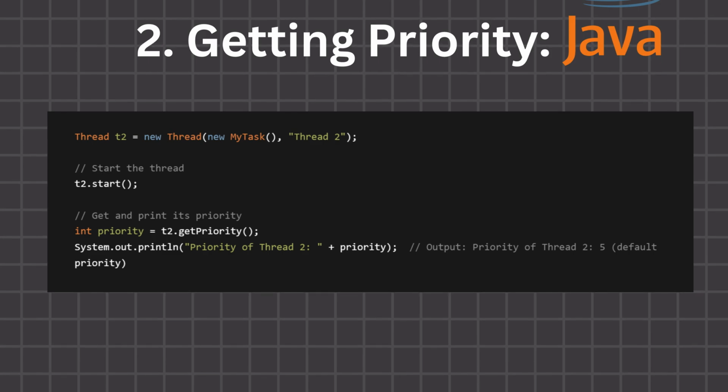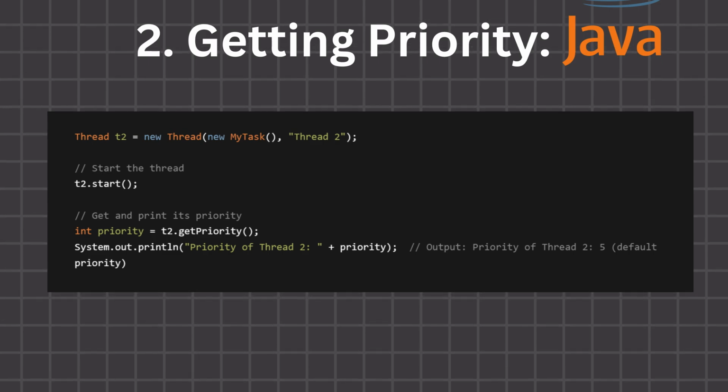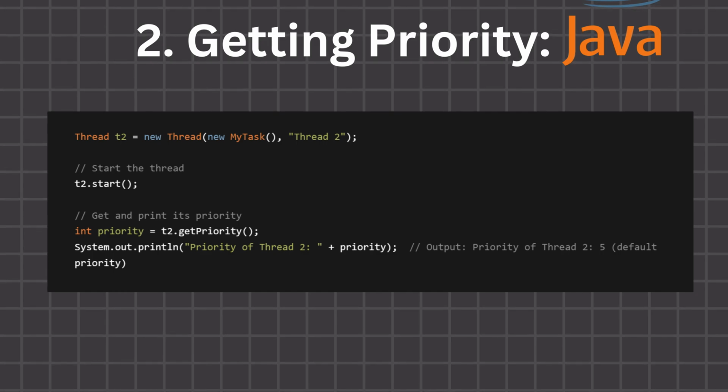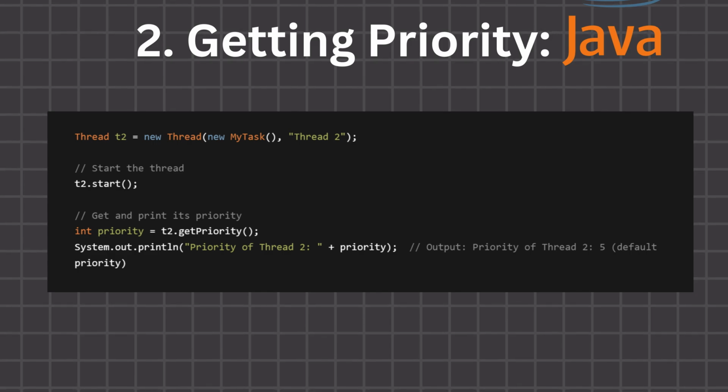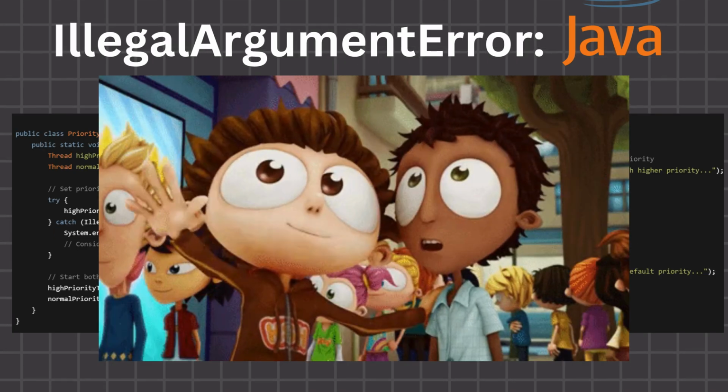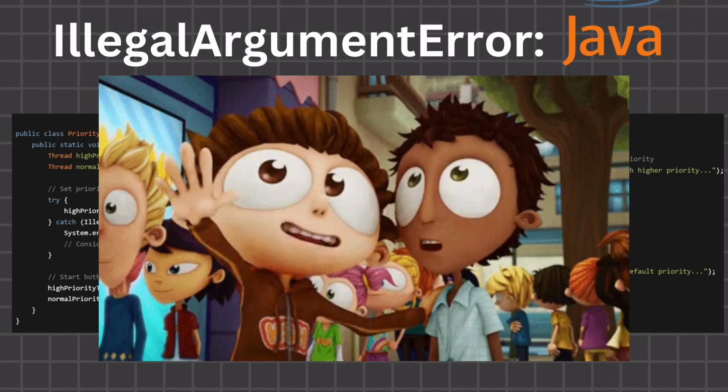Getting the priority of a thread is just as easy. All you need to do is call the getPriority method of the Thread class. This method returns the current priority of the thread as an integer value between 1 and 10. So if you want to retrieve the priority of a thread, you can use the following code snippet. Let's talk about a scenario where you might want to use these methods.